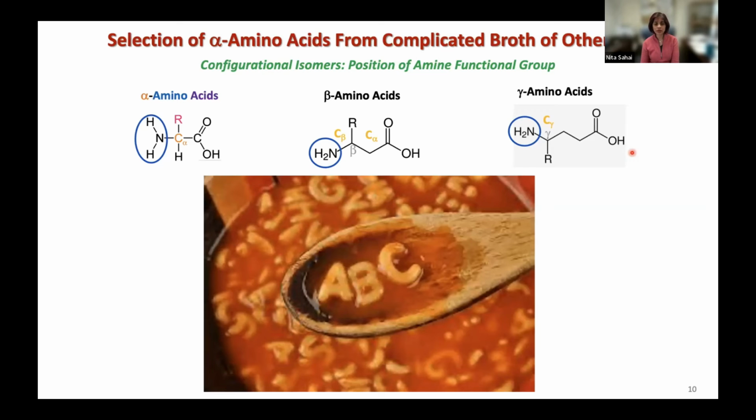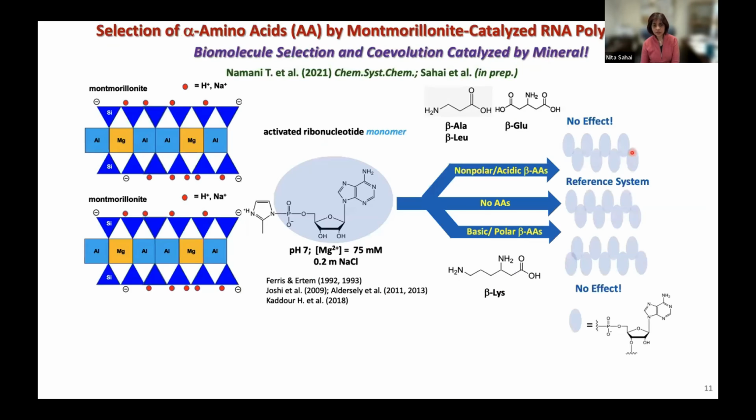montmorillonite-promoted RNA polymerization. And so what we found is when we add beta amino acids, non-polar or acidic or the basic and polar, there's no effect. It's as good as not having any amino acids around. So this co-catalysis of amino acid is effective only for the alpha amino acids.